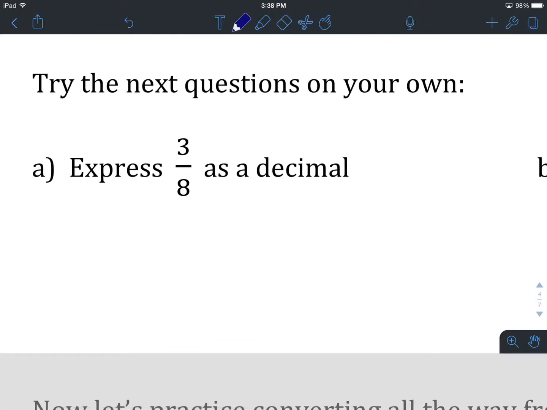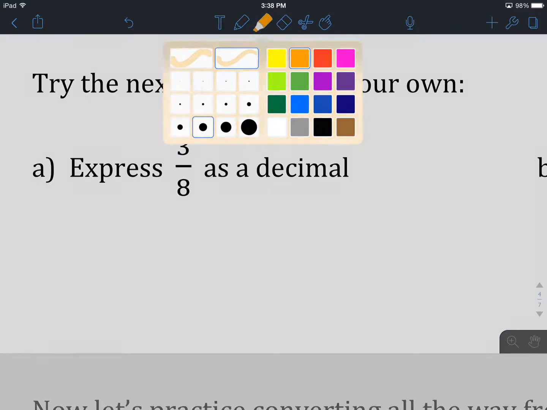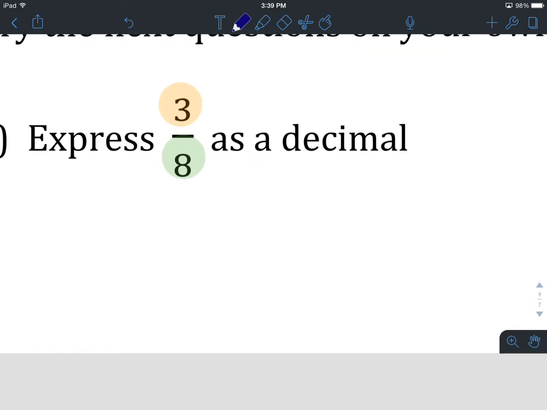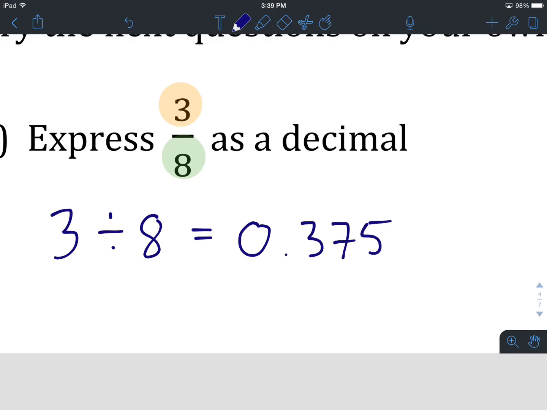Let's try another one together. Express 3 over 8 as a decimal. Okay, so first things first, the numerator is the 3, that's the number on top. And the denominator is the number on the bottom, and that's going to be an 8. In order to convert this to a decimal, we are going to divide the numerator 3 by the denominator 8. And we'll type that into our calculator, which gives us 0.375.